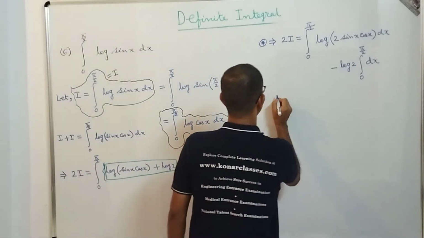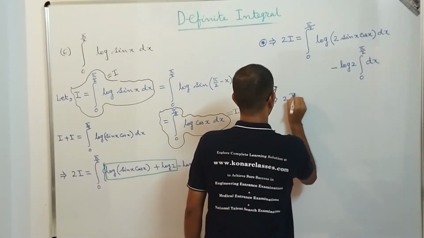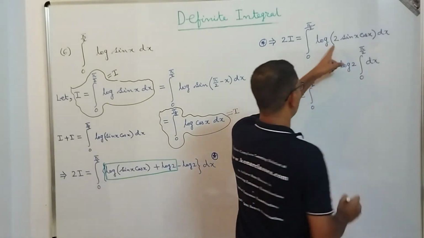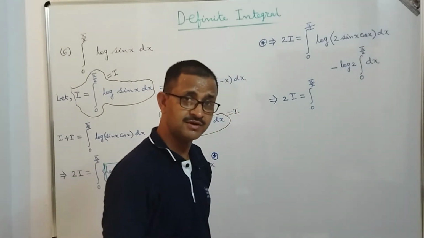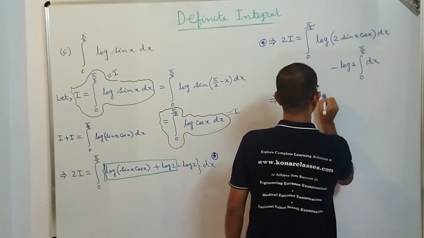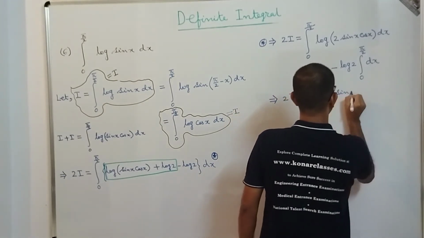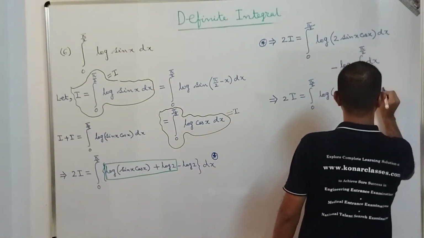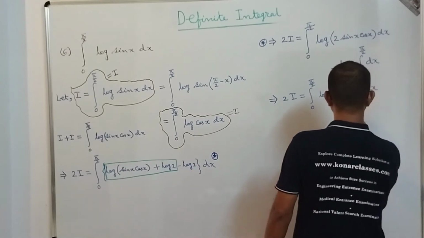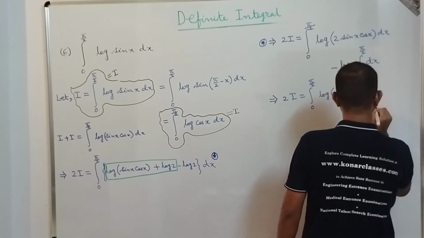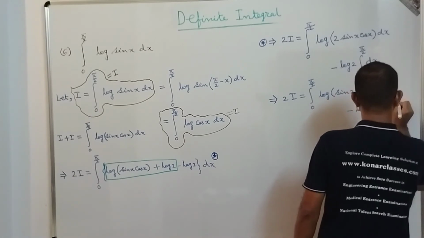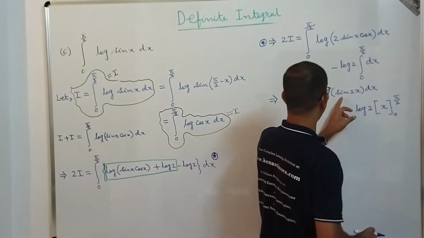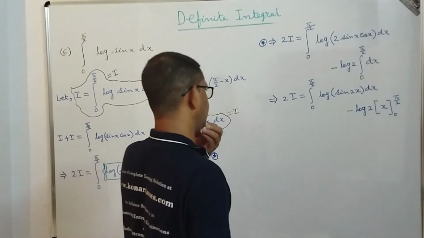What do we get here, dear students? 2I is equal to the integral from 0 to pi by 2 of log of 2 sin x cos x. 2 sin x cos x means sin 2x. So this is equal to log sin 2x dx, minus log 2 times the integral of dx, which is x, from 0 to pi by 2. Correct?